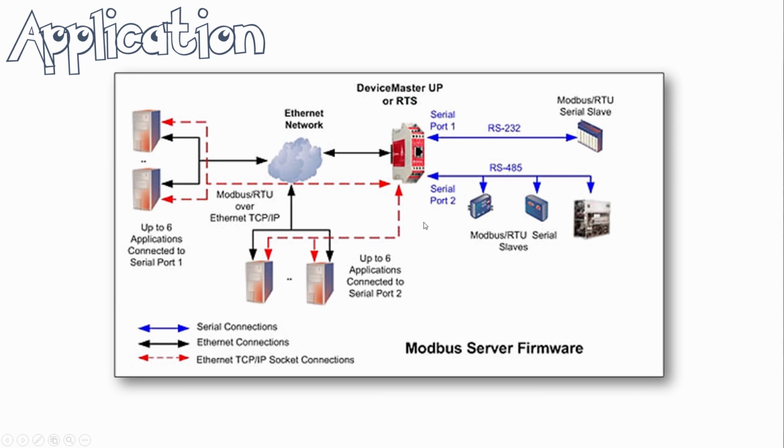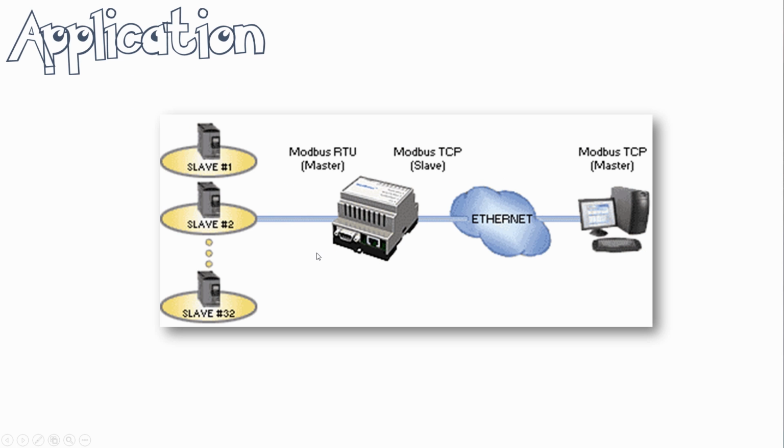Here's a typical application of how it is used. You have the device master. It can communicate either via Modbus RTU in RS232 mode or RS485 mode. And then you also have Modbus TCP/IP. I'll be covering Modbus TCP/IP in a future lecture, but for now we'll be focusing on RS485. Here's another application where you have Modbus RTU on one side with a number of slaves, and your master is connected on this side through Ethernet. This is connected through Modbus TCP/IP.